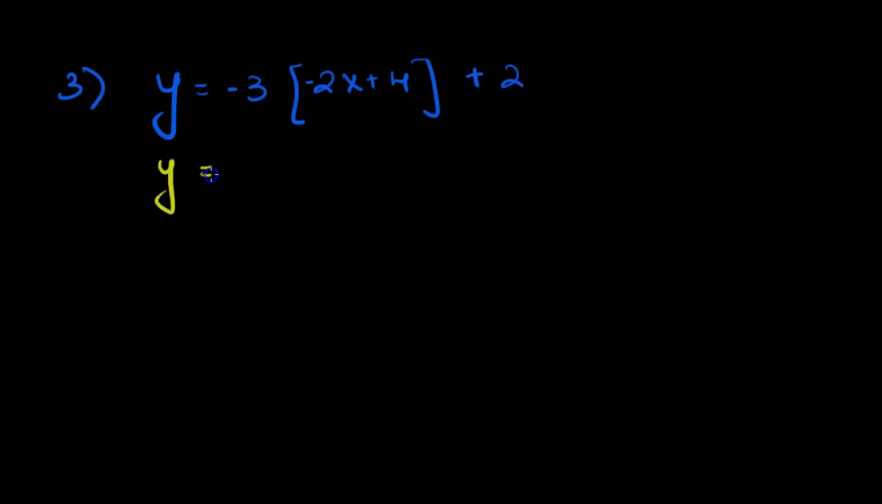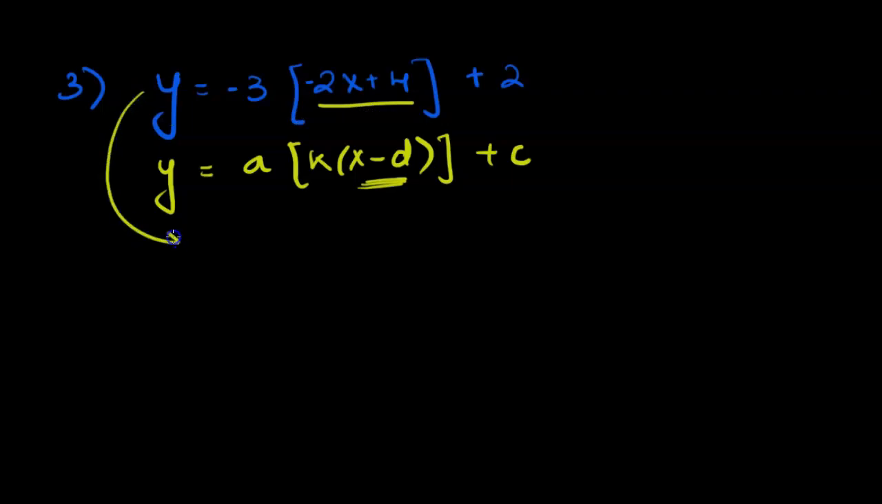Let's do another question. If we have y = -3 square root of (-2x + 4) + 2, our general transformed equation is a square root of (k(x - d)) + c. Now we notice one thing, that k has to be factored out of x - d in a bracket, but here k has not been factored out. So what we are going to do is rewrite this equation such that k is factored out of x - d. And how does that look?